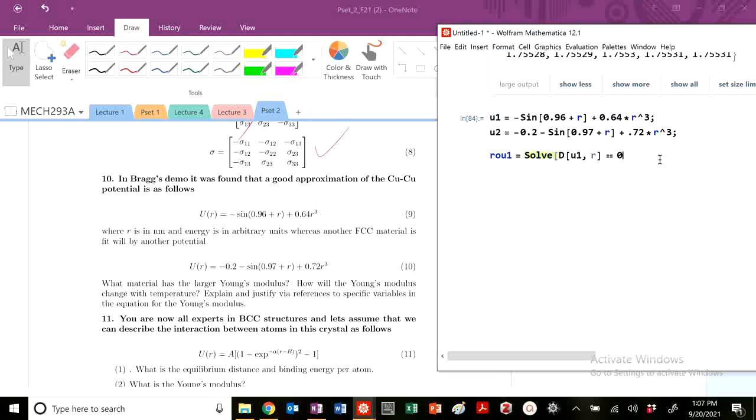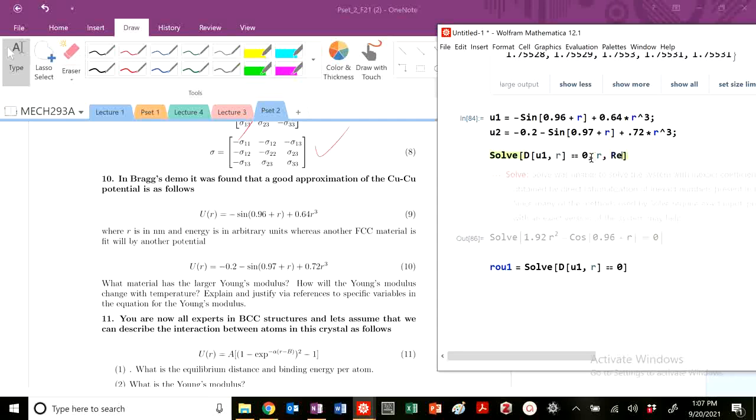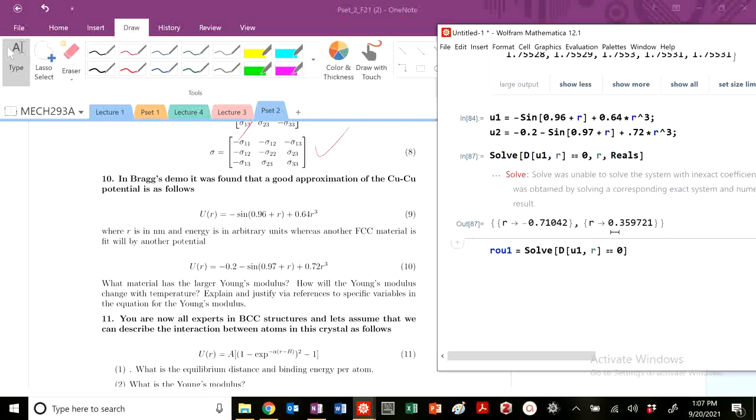And then I'm going to just evaluate this on another line because I don't want to get that value. So, what's happening here? Well, I want to solve for R, and then I want the reals. So here's my value in nanometers. Keep that in mind. R naught U2. So I can do that times 10 to the minus 9, but again, it doesn't really matter. I just like to have everything in meters.